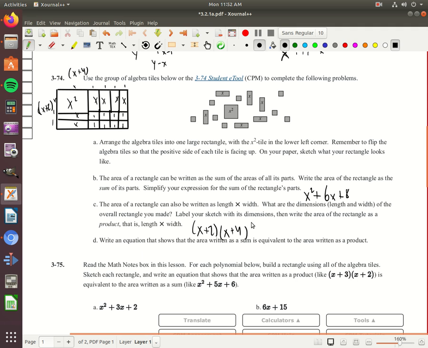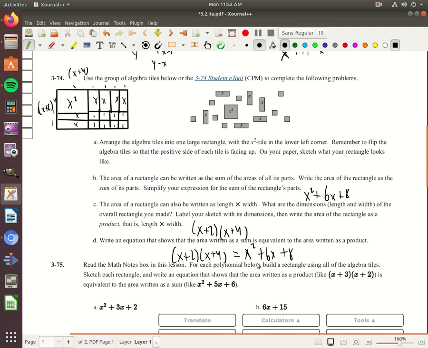But what we can say is, hey, look, these things equal each other. x plus 2 times x plus 4 is the same as x squared plus 6x plus 8.